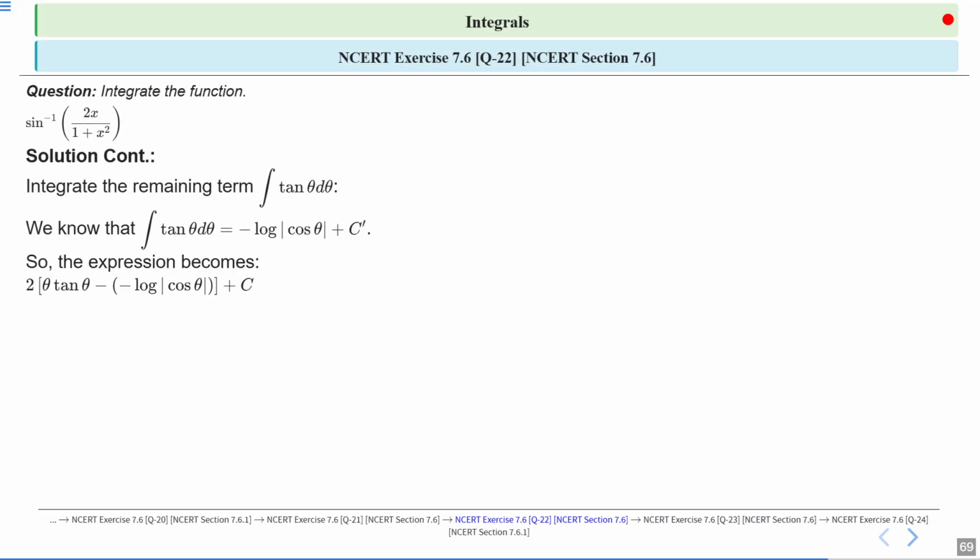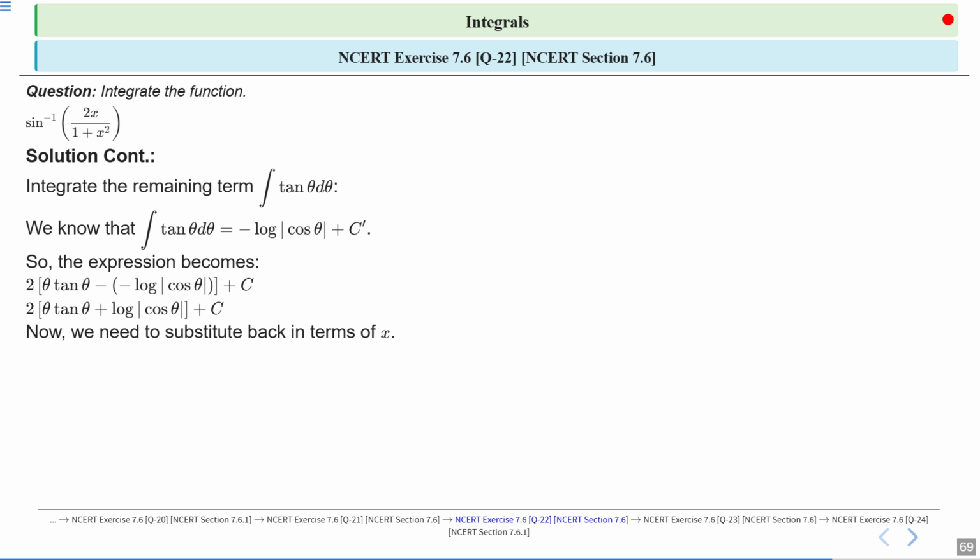We know that the integration of tan theta is minus log cos theta plus c dash. So the expression becomes 2 into theta tan theta minus, into minus log cos theta, plus c. Simplify it, we get 2 into theta tan theta plus log cos theta plus c. Substitute back the values in terms of x.